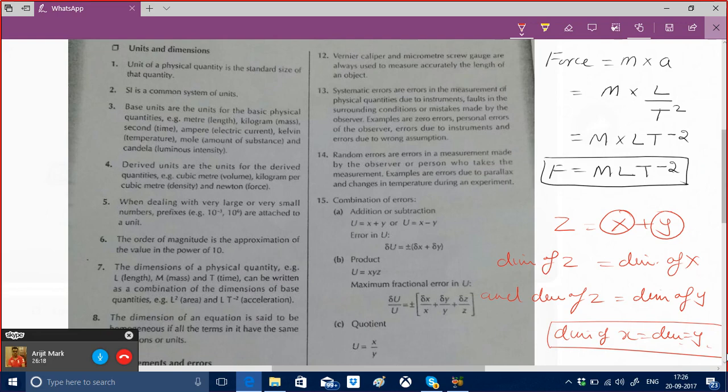Don't just believe me or trust me. Whatever is written in your book is supreme. You can see that z equals x plus y, and z equals x minus y. Why? Because they have the same dimension, that's why you can add and subtract them.